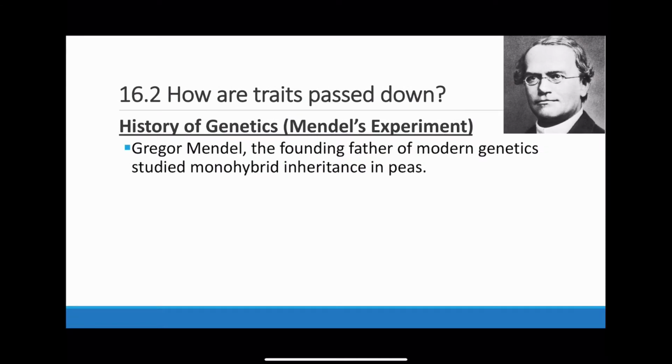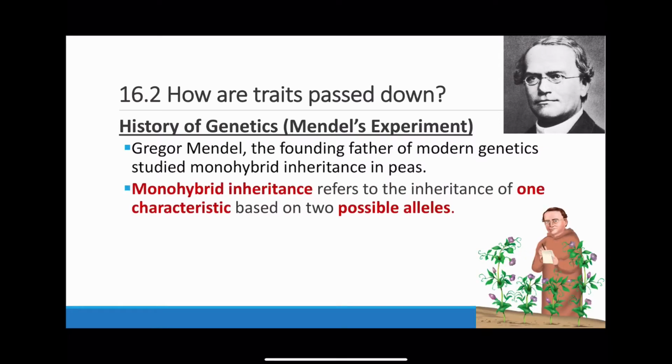Alright, as you can see from the video itself, Mendel, or Gregor Mendel, who was a monk in the olden days, is actually the founding father of modern genetics. He was the one who first discovered inheritance and used peas to do so. By planting a lot of plants, he could discover how certain genetic traits are passed down from generation to generation.